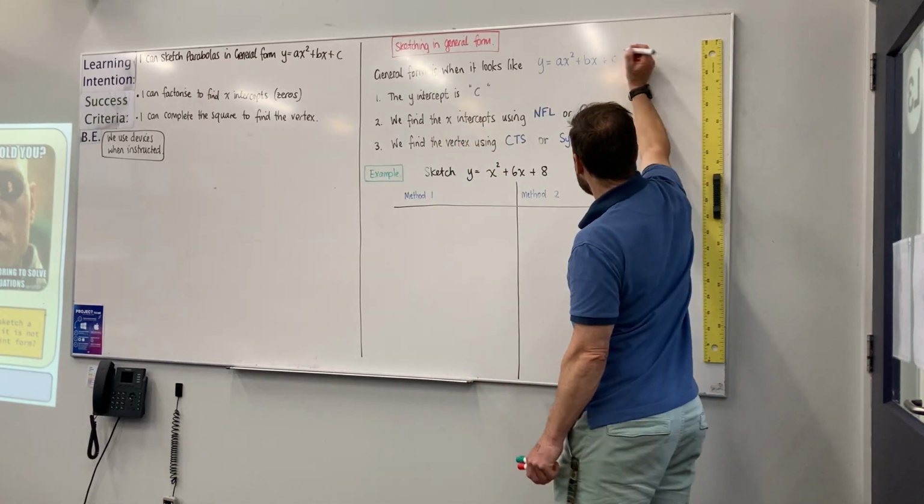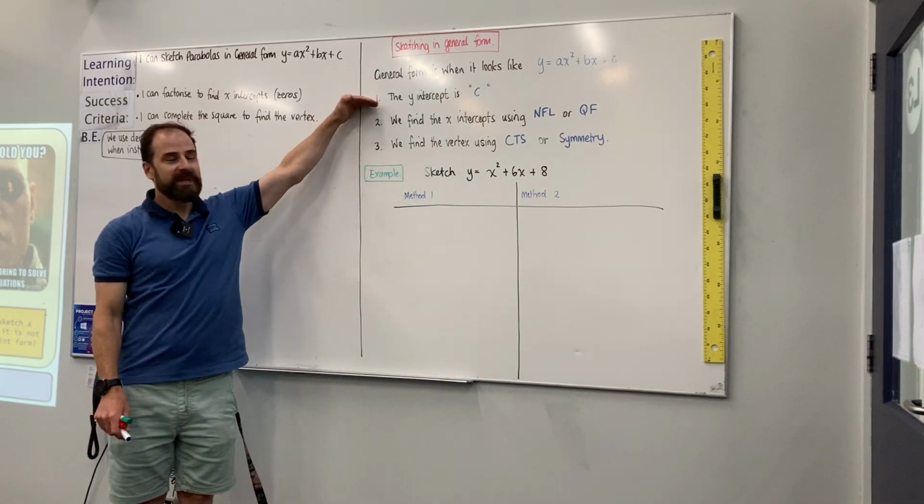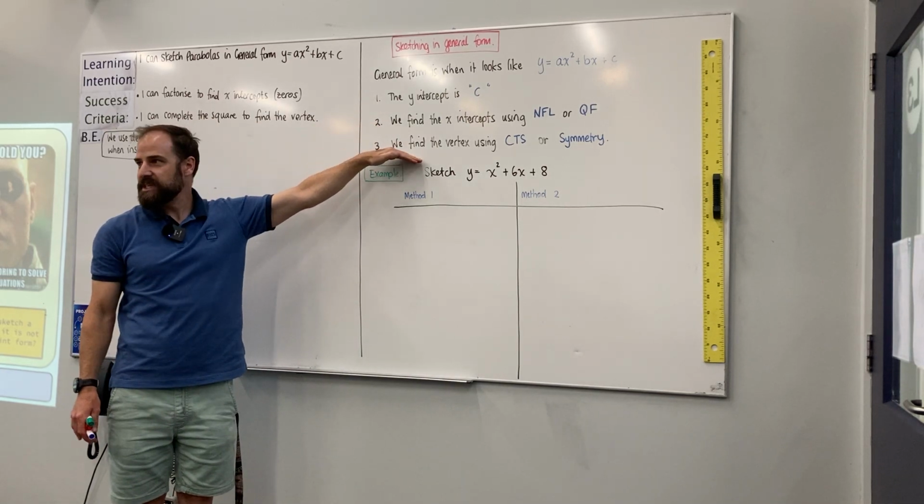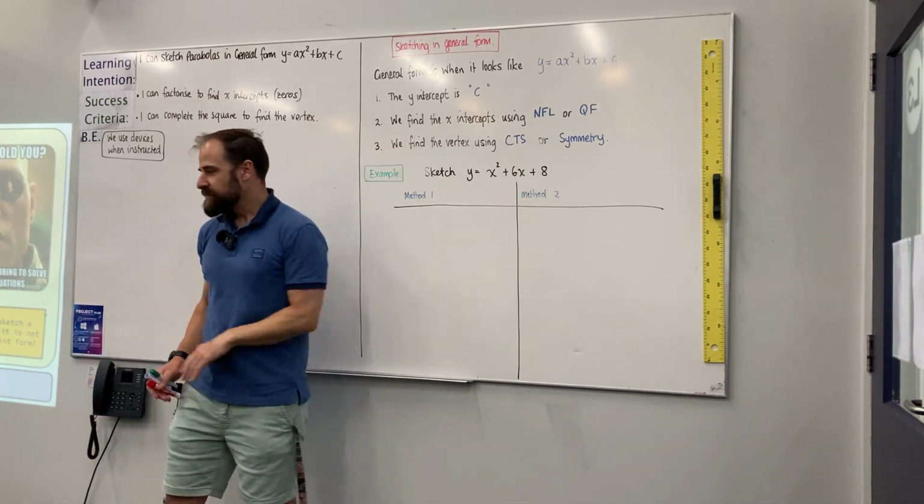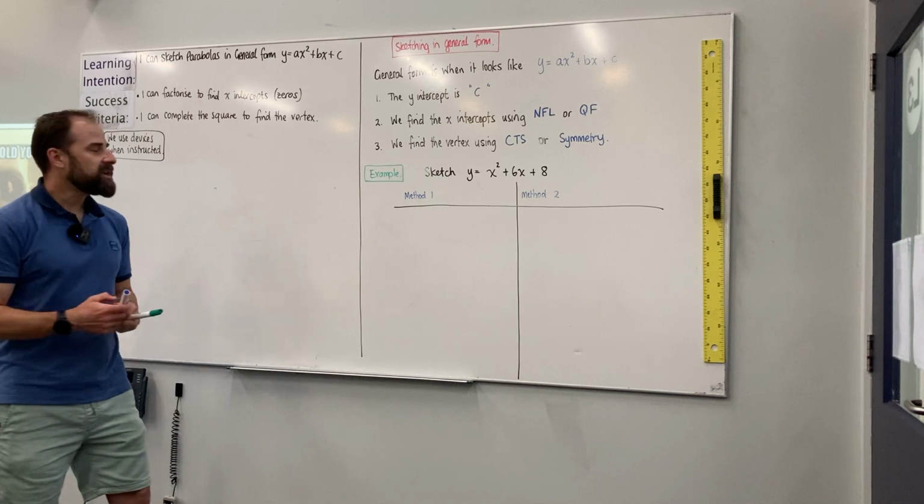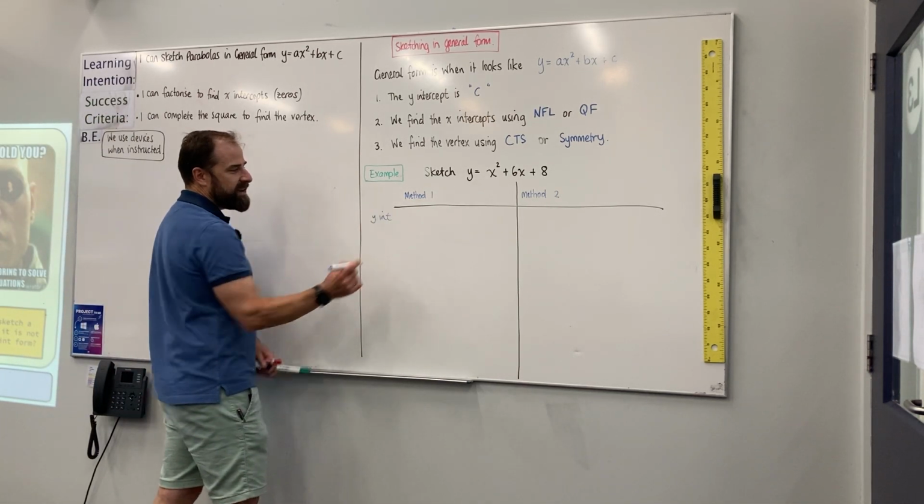But the key points that we have to be able to find are the y-intercept, the x-intercepts, and the vertex or the turning point. So let's work through this. First step, if I want to find the y-intercept, I've got two methods that I can do to find the y-intercept. Is that big enough or is that too small?